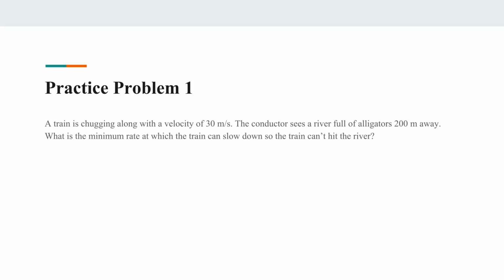It will help if you list out what you have first. Okay, so you have an initial velocity of 30 meters per second. You have a displacement of 200 meters. They don't give you a time, and they want you to stop. The train can't hit the river only if you stop right before you hit the river. So final velocity is 0.